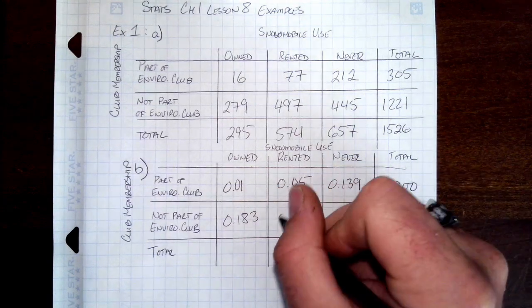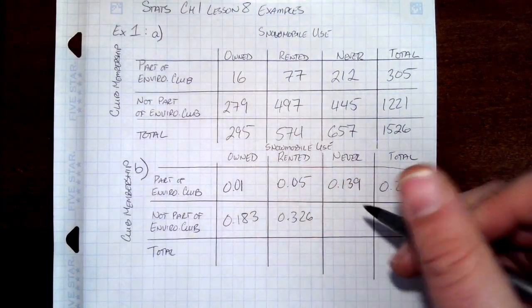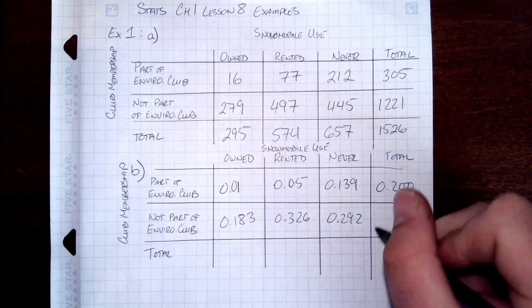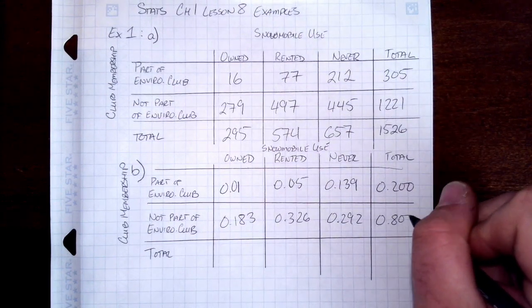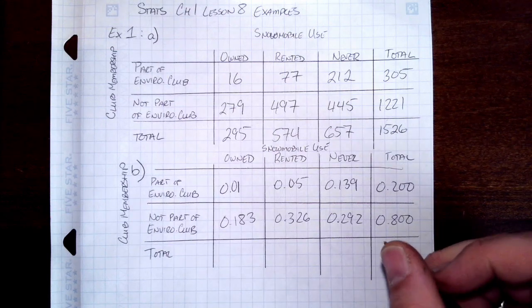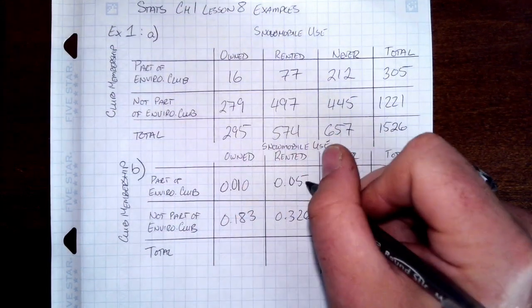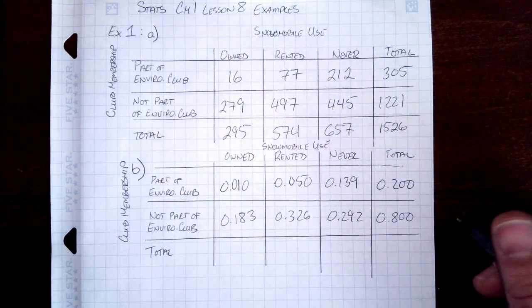0.183, 0.326, 0.292, 0.800, or just 0.8. We can also add trailing zeros there if we really want to. We don't have to.